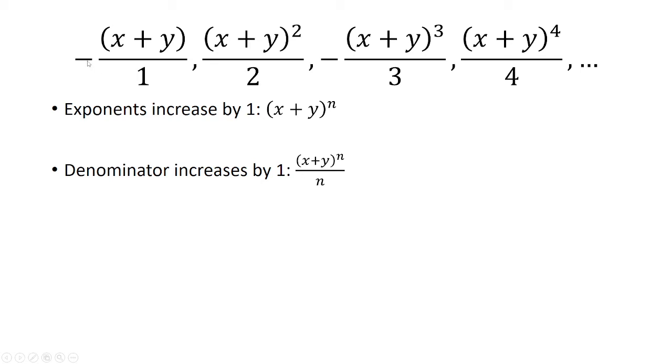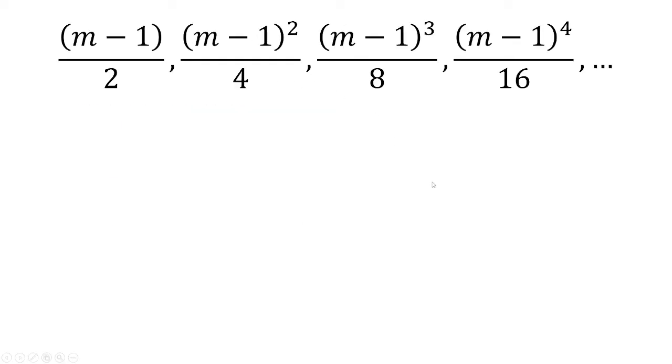Lastly, we know that this sequence alternates signs. So there's a negative in front for the first and the third term. So that's going to be negative 1 raised to the n power. Because when n is odd, I have a negative in front. When n is even, I have a positive number. So negative 1 to an even power is just positive 1. Negative 1 to an odd power is negative. So that's why this one works. So this is my general equation for this sequence.